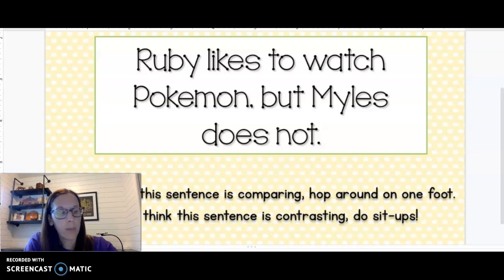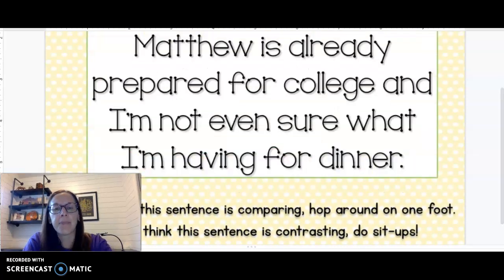Okay, we have one more, so stay standing. Matthew is already prepared for college, and I'm not even sure what I'm having for dinner. So if you think it's comparing, hop 3 times on one foot. If you think it's contrasting, do 3 sit-ups.